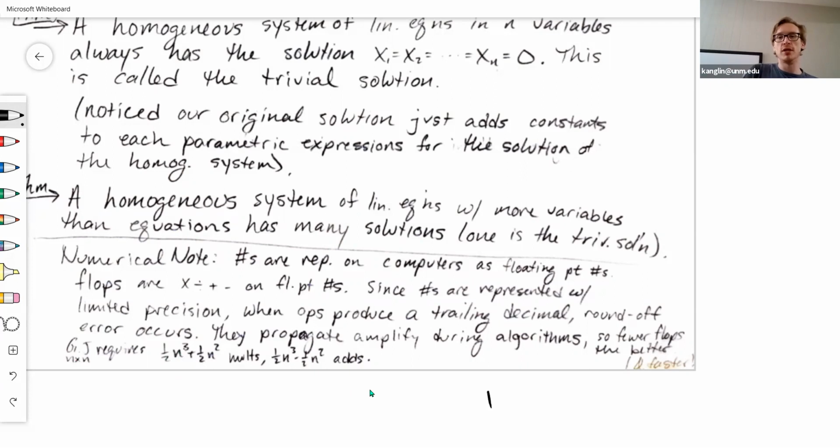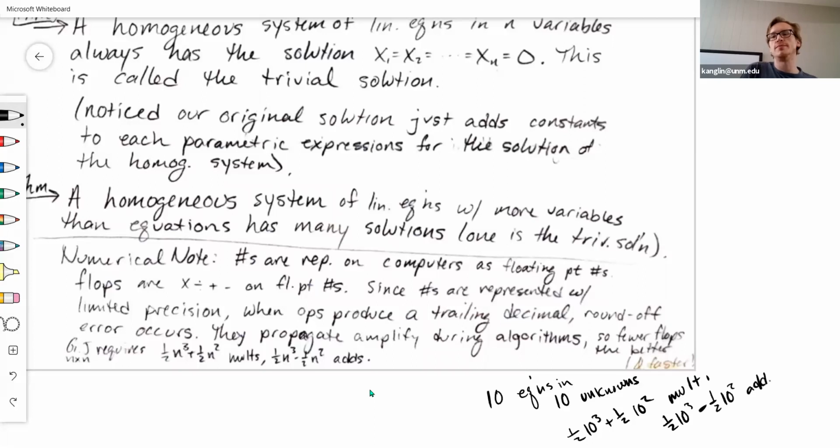So 10 equations in 10 unknowns would take 1/2 of 10 cubed plus 1/2 of 10 squared multiplications and 1/2 10 cubed minus 1/2 10 squared additions and subtractions. But those are big numbers. Those are thousands of operations we're talking about to solve 10 equations and 10 unknowns.